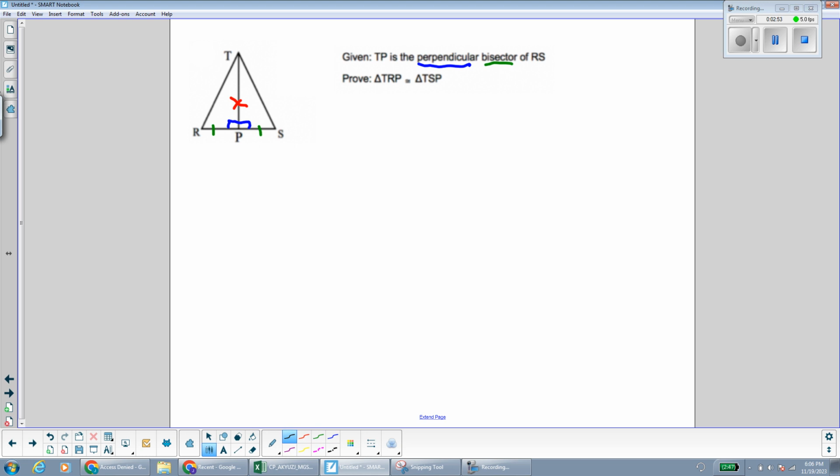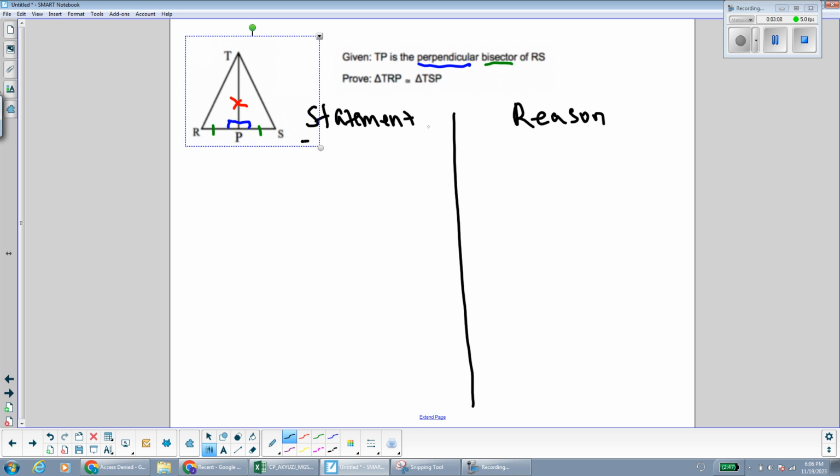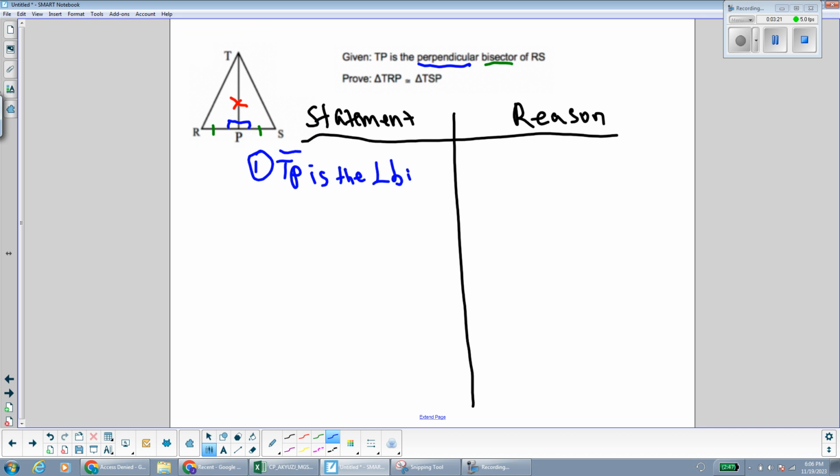Now that we have our plan of how we're going to achieve our goal and the information that we're going to use, all we have to do is write this up in a two-column statement-reason chart proof. And sorry for my messy handwriting on the computer. I'm trying to write fast. Okay, so first we're going to start off with our givens. So TP is the perpendicular bisector of RS, and that is definitely given to us.